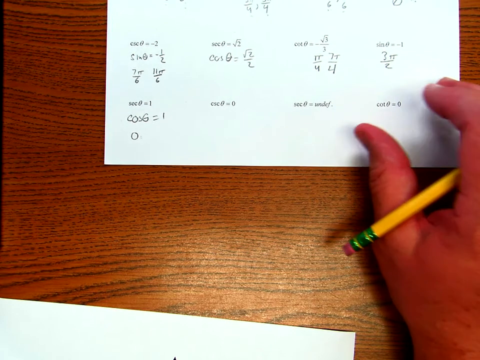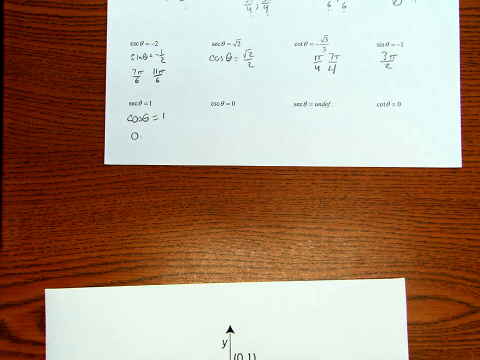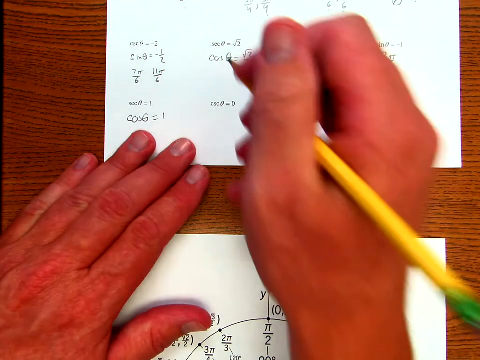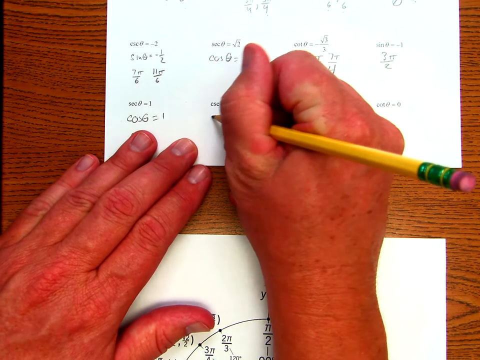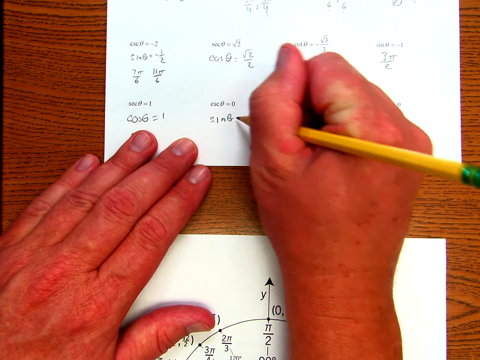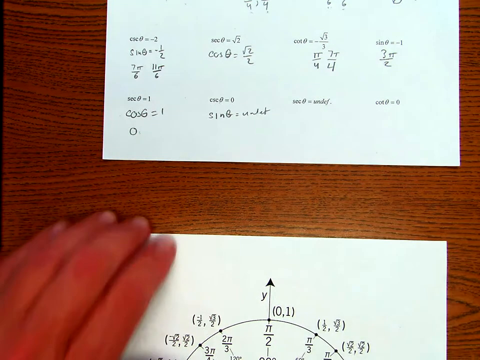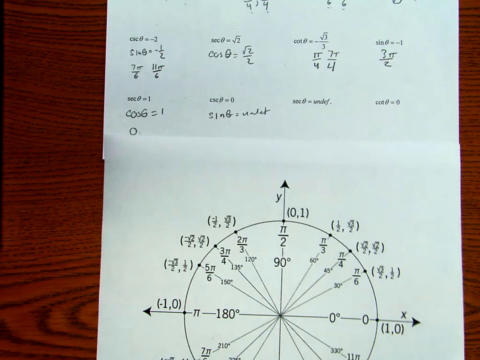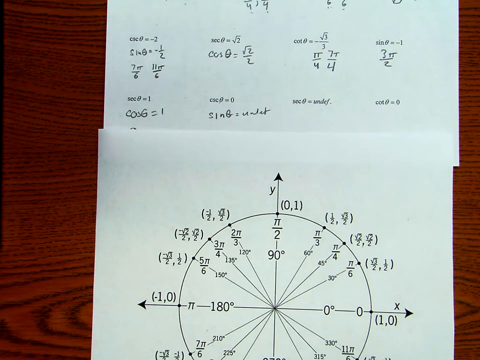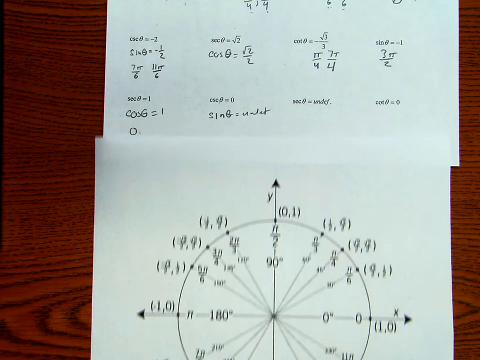Okay, next one. Cosecant of theta is equal to 0. Well, the reciprocal of cosecant is sine. The reciprocal of 0 is undefined. So, where on the unit circle do we have a y-coordinate that doesn't exist? Well, it exists everywhere. This is a no solution.